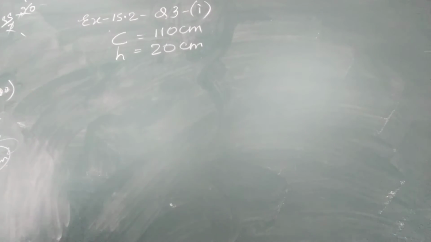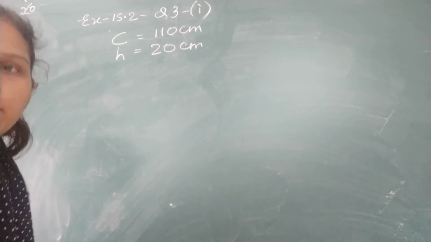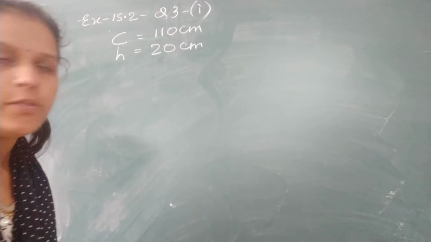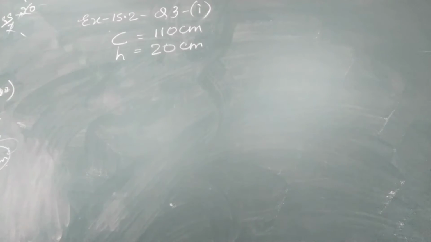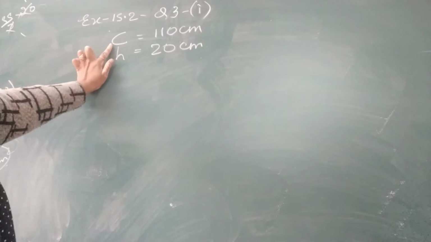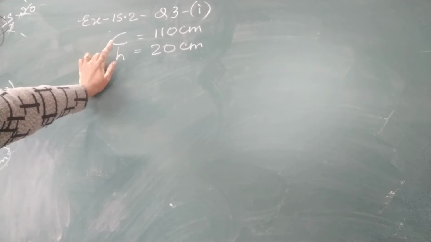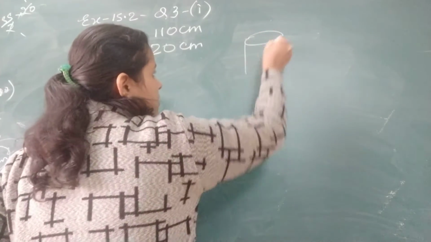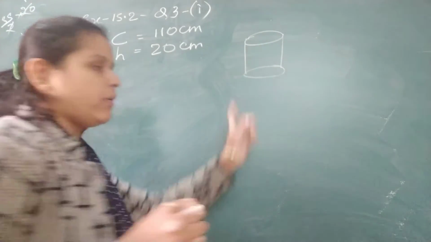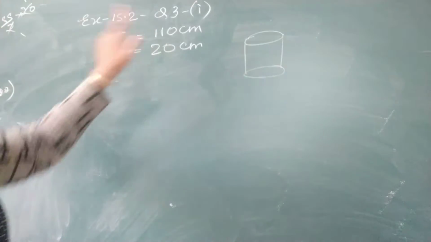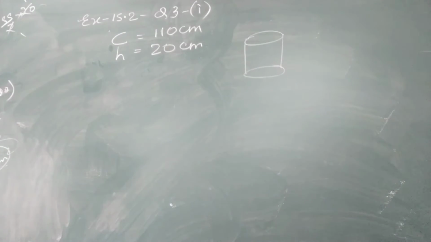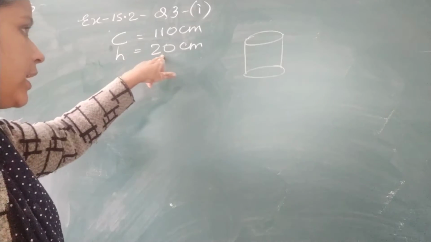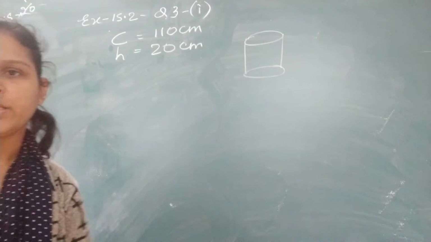Hello children. So here we are on the third type of question for cylinders, that is, question number 3. I have taken the first part here. In this question, what has been given to us is C, which means the circumference of the base. In the case of a cylinder, the base is a circle, we know. The circumference of this circle has been given to you, that is 110 centimeters. And the height of the cylinder is given to you as 20 centimeters.